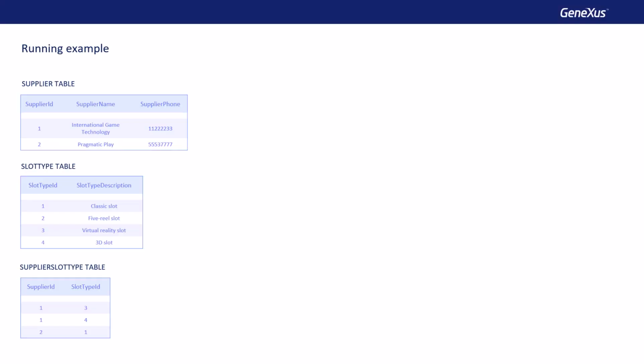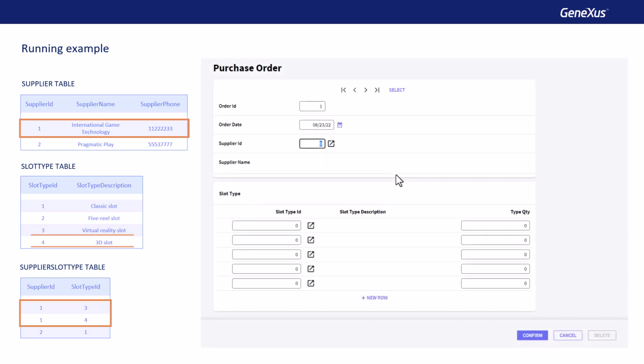Let's see this in the following example. The supplier with identifier 1, named International Game Technology, provides only the slots with identifiers 3 and 4, virtual reality slot and 3D slot respectively. However, in the purchase order, we indicate that we will buy from that supplier the slots of type 1 and 2, precisely the ones they do not provide.